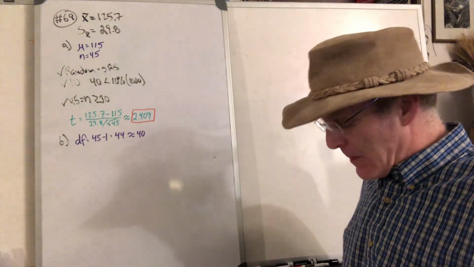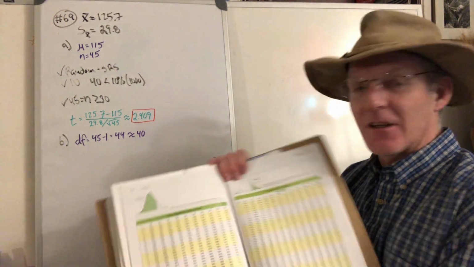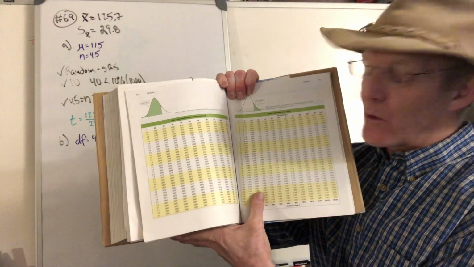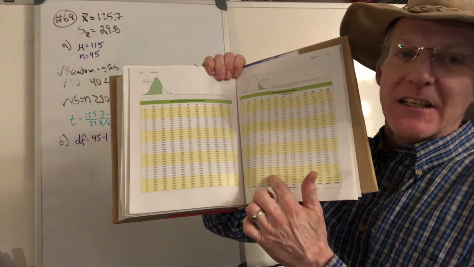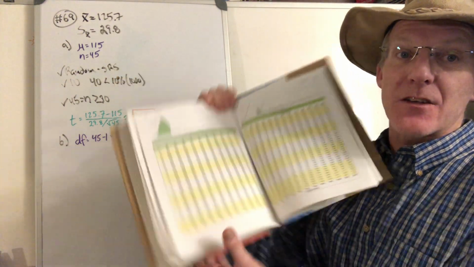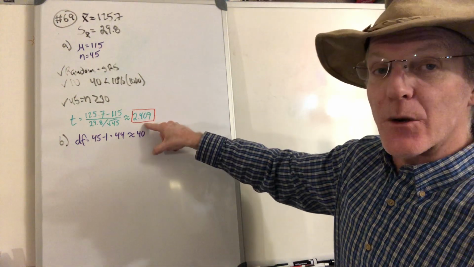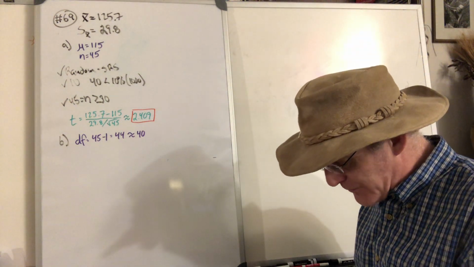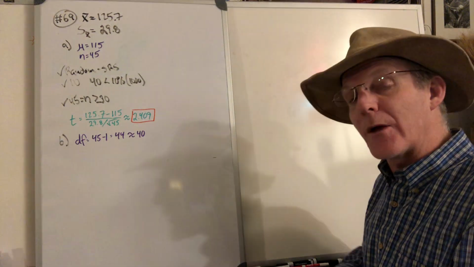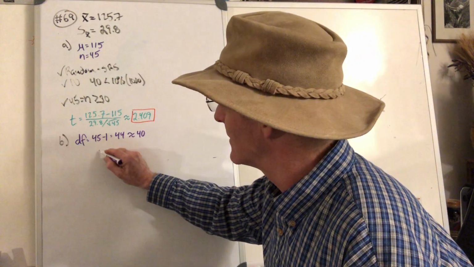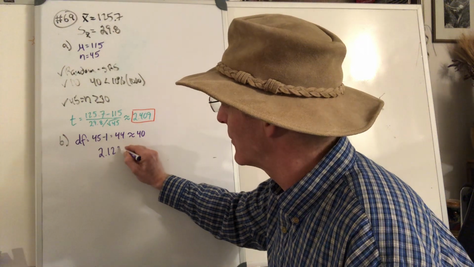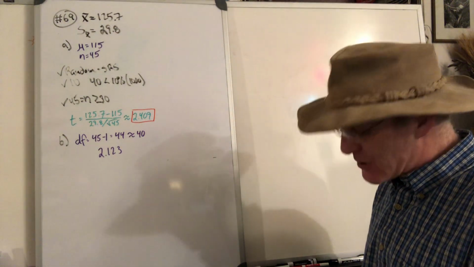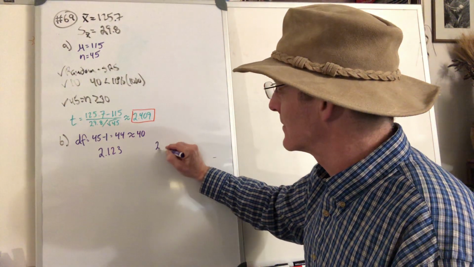So, but with 40, now what we do in the table is at 40, go across the table until you see the two values that surround our t-value. So if you look for that, you'll find that along 40, if you go all the way over to 2.123, and then on the other side, 2.423.